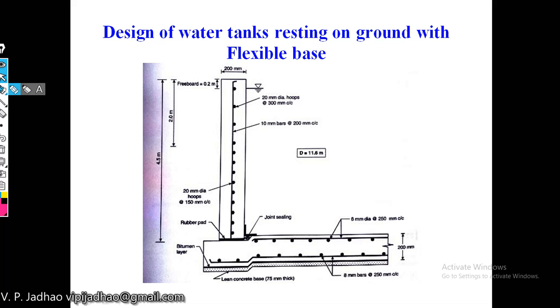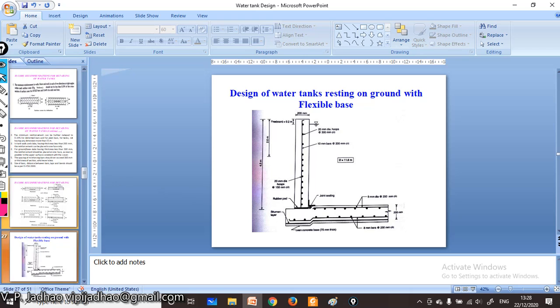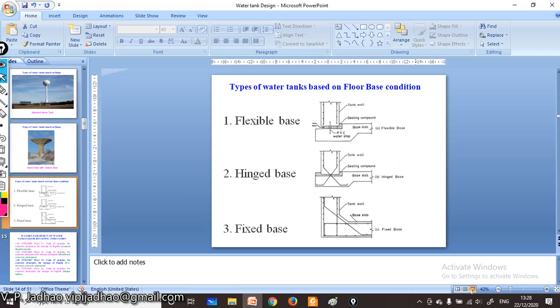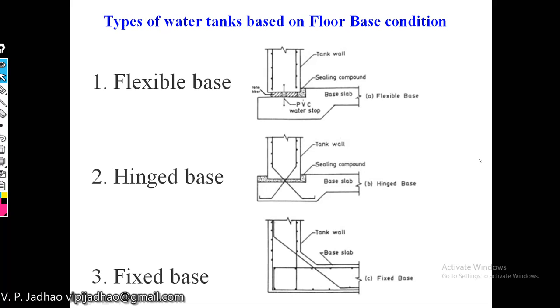Now we have some different types of water tanks. I have to go back again because you have not gone through that video. We have different types of water tanks based on the base condition. The first type of water tank is a water tank with flexible base. So in this type of water tank, let us consider we have our base slab like this. Like this we will be having our base slab.